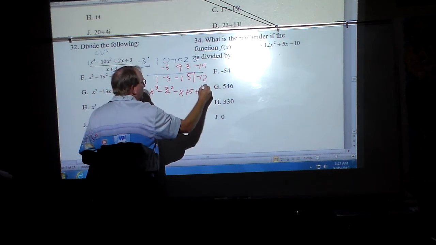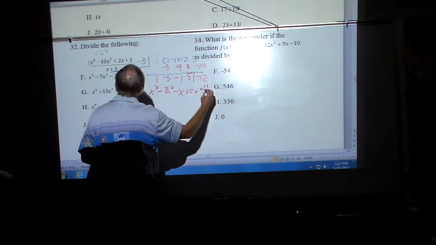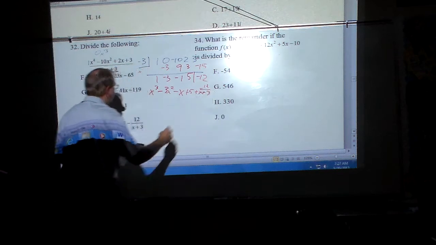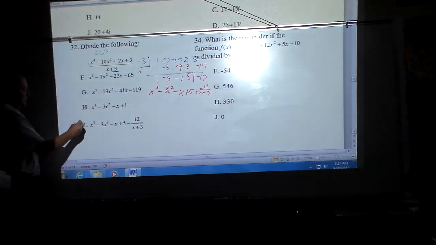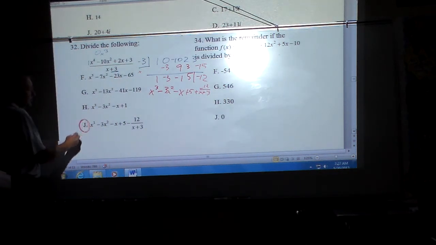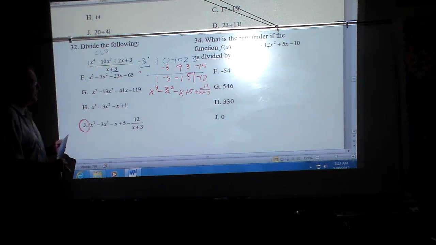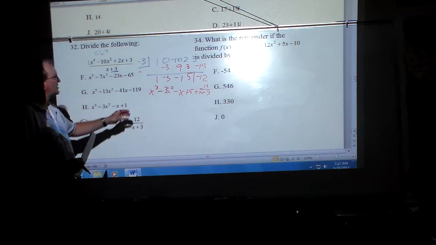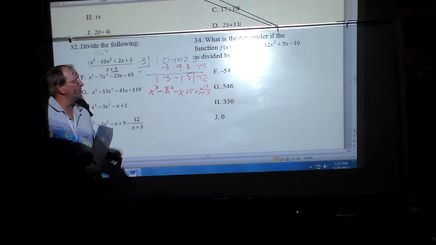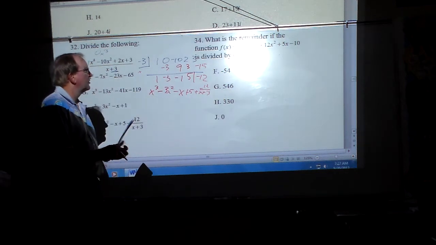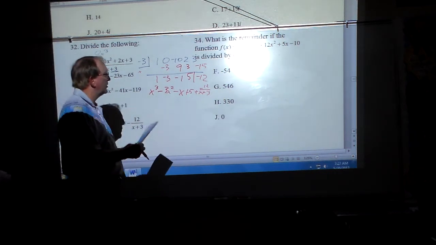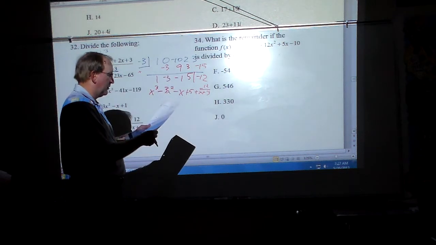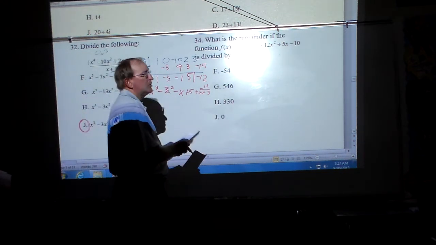And then you have a remainder of negative 12 over this x plus 3, which will be this answer right here, letter J. All right? And the long division works the same way, except you actually have letters in there. All right? So I'm going to come over here, and I want to find the remainder of this particular function in problem number 34. Well, I'm going to do the same thing.